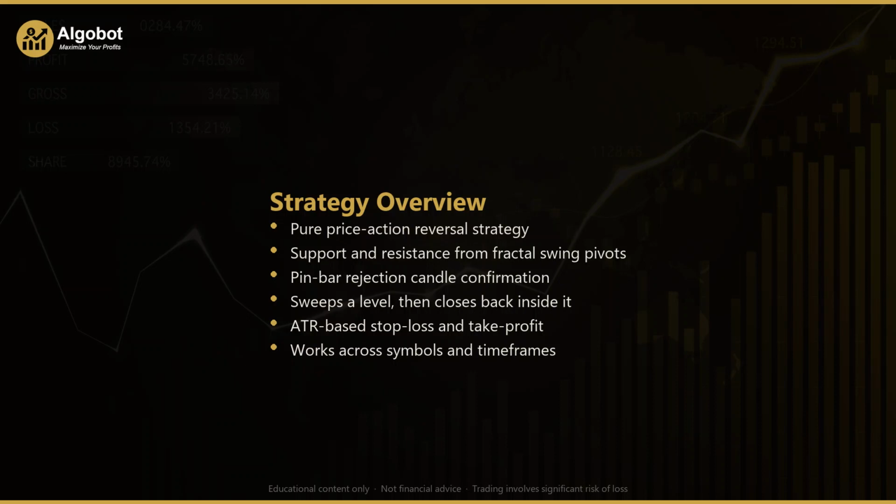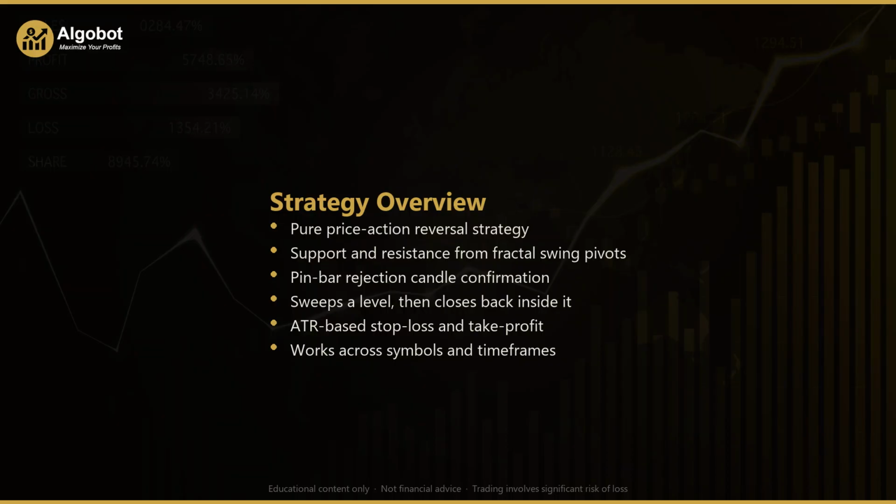The second block is the pin bar, sometimes called a rejection candle. This is a candle with a small body and one dominant wick, showing that price tried to move in one direction and was firmly pushed back. The strategy combines these by waiting for a pin bar that sweeps through a level and then closes back inside it. To size its risk, it uses the average true range indicator, which measures recent volatility and anchors the stop loss and take profit to that reading.